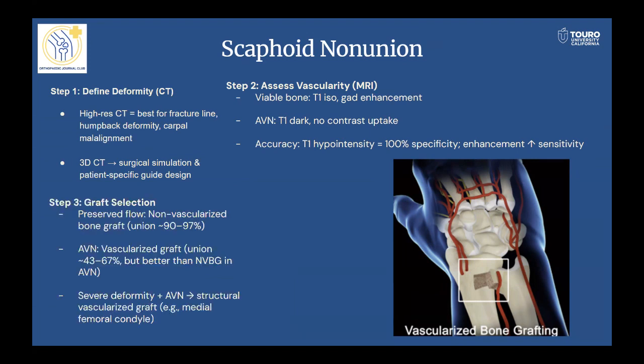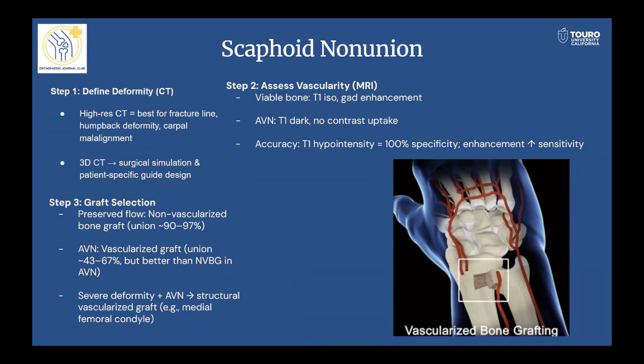Once you've done that, you can select your graft. If you're looking good on the vascularity front, then a simple graft from like the iliac crest or the distal radius, plus a screw fixation heals pretty much every time, and you don't really need to complicate it. The saying that I've heard in orthopedics is if it bleeds, NVBG succeeds, which is non-vascularized bone graft. So again, kind of keep it simple.